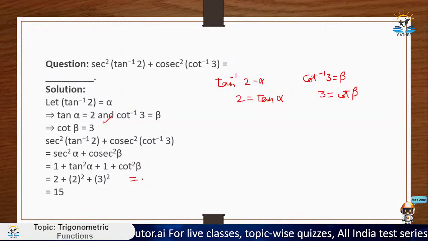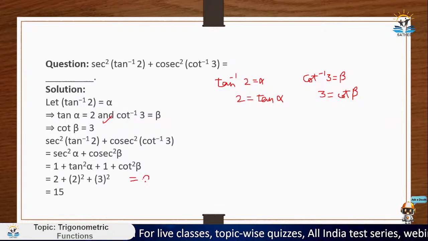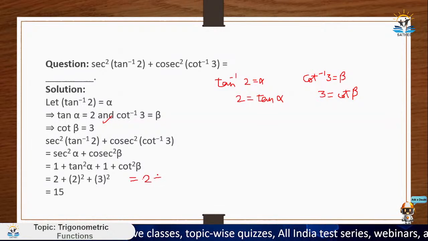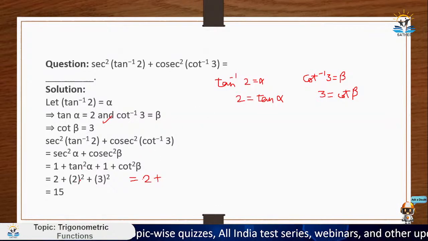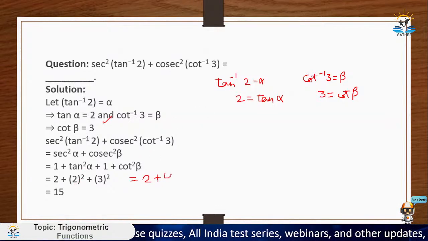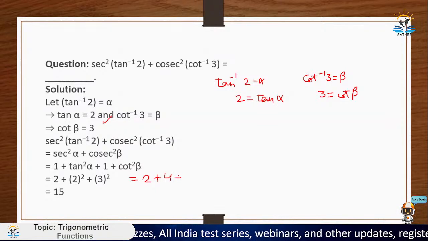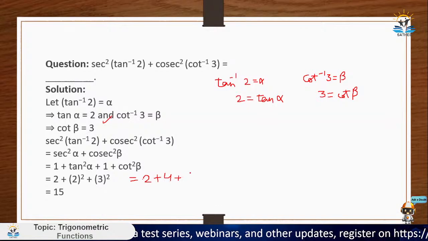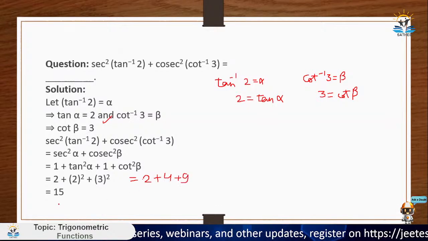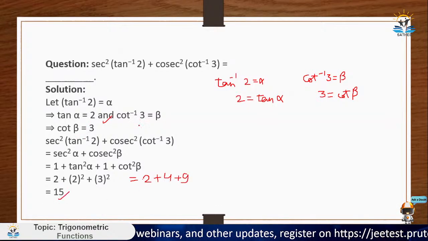So this thing is equal to 2 plus tan square alpha; tan alpha is 2, so its square would be 4. So 2 plus 4 plus cot square beta. Cot beta is 3, so cot square beta would be 9. So 2 plus 4 plus 9 is equal to 15. This is your answer. I hope you got it.